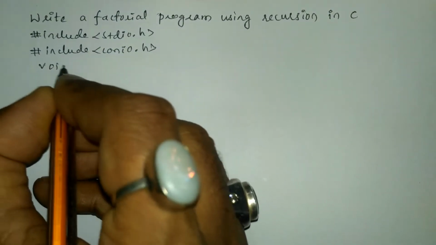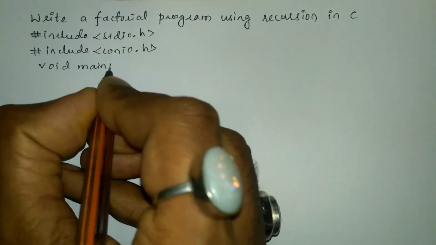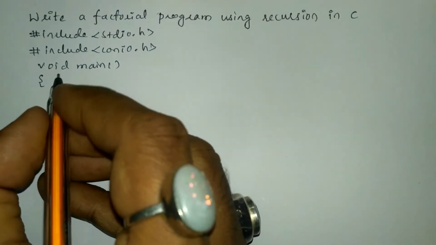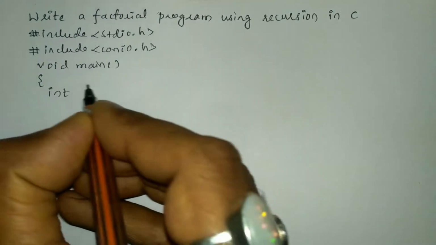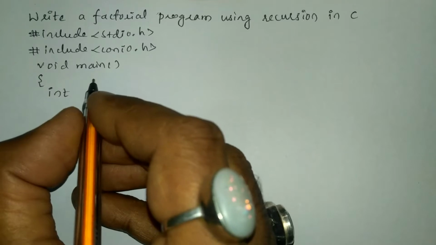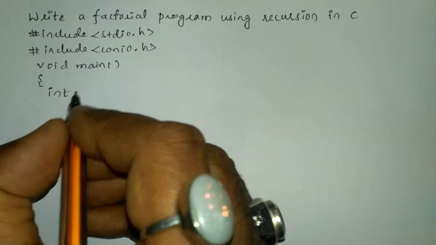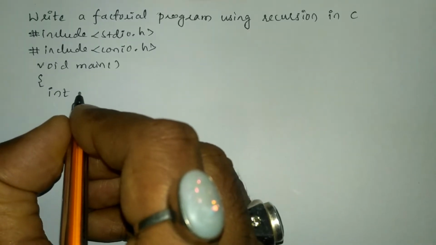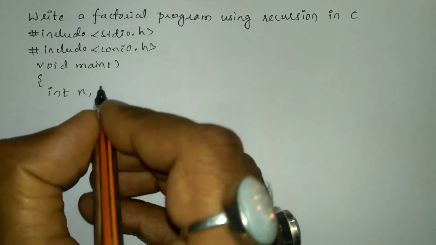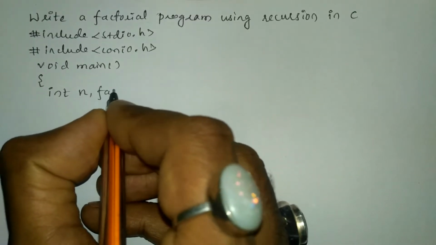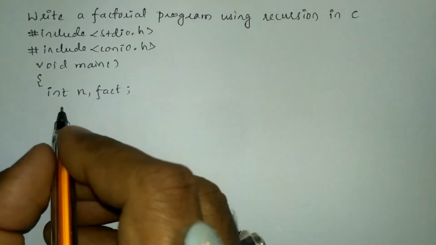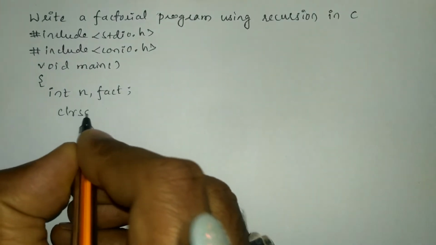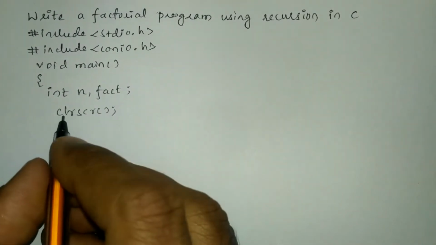Next we'll write the void main function with a curly open brace, and here I'm going to declare all the necessary variables which are to be used in the program. Here I've written int type of data, n is a number and fact is the factorial of the number. Next I'll write the clrscr function, which is used to clear the screen.